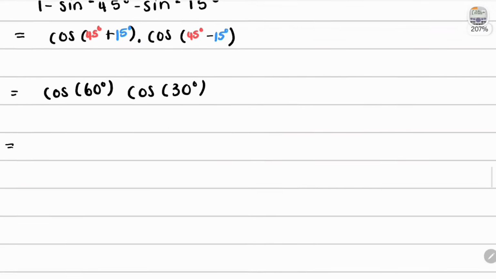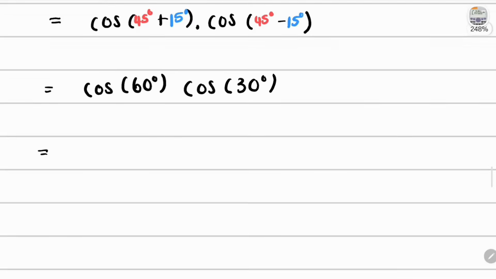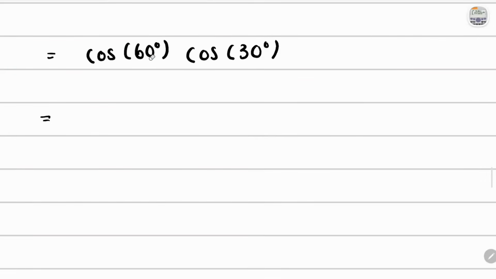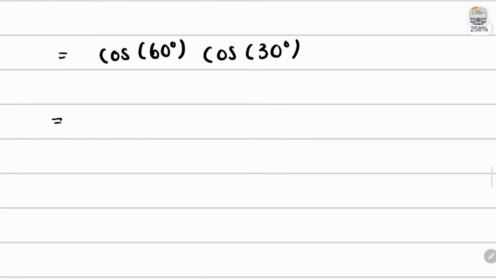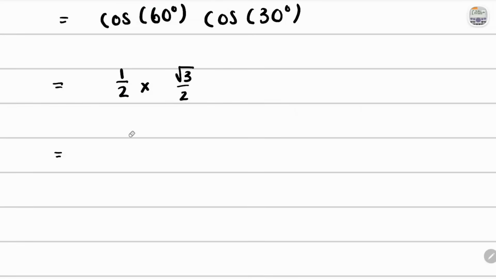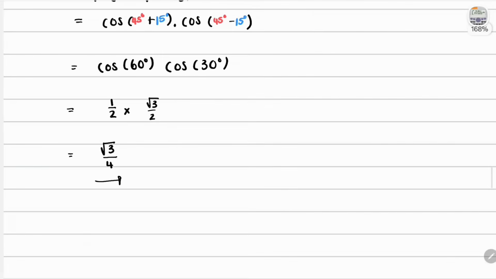Now, if you use the calculator in this one, it actually will not show because it's the angle 60 and 30. So it's fine. But cos 60 is the same as sine 30. And sine 30 degrees is equal to a half. And cos 30 is the same thing as sine 60 degrees. And sine 60 is equal to root 3 over 2. So this is equal to numerator times numerator and denominators multiply. So square root of 3 over 4. And that is our answer.